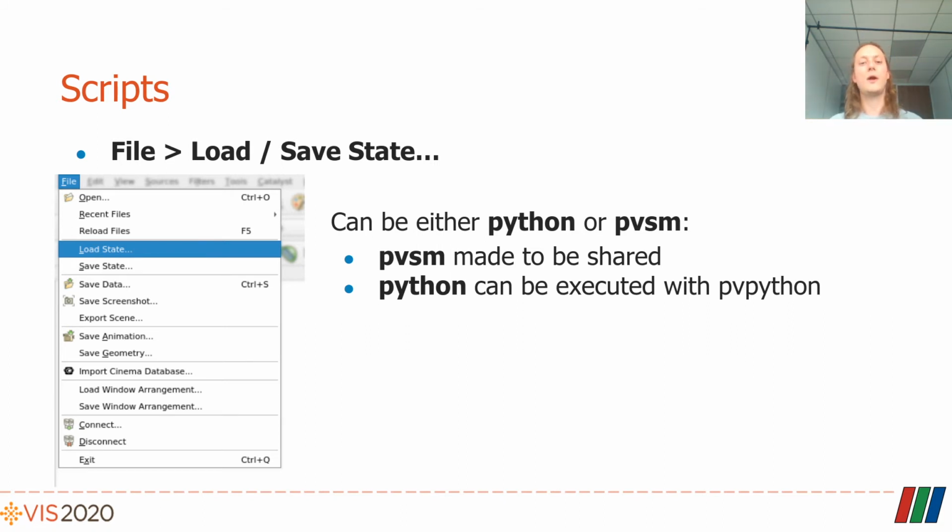There are two kinds of ParaView state files. PVSM, which are meant to be shared, as when you apply a PVSM state file, ParaView will ask you to pick the file on which you want to apply the pipeline. So even if you have different paths than the people that give you this state file, it will work like a charm. And you have the Python state file, which can be used, of course, in ParaView, but can also be used in pvpython, which is the ParaView version of Python that does not bring the interface, and so this is really useful for batch processing.